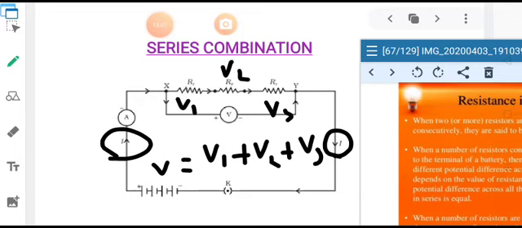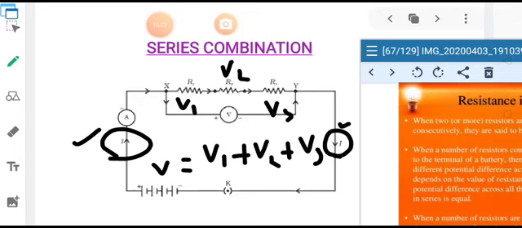So through all the resistors the same current is flowing, and that is coming back. So current I is flowing in this part, and total current I is returning. So the same current flows through all the resistors. The potential drop across each resistance is going to be different, but the current flowing through every resistance is going to be the same.